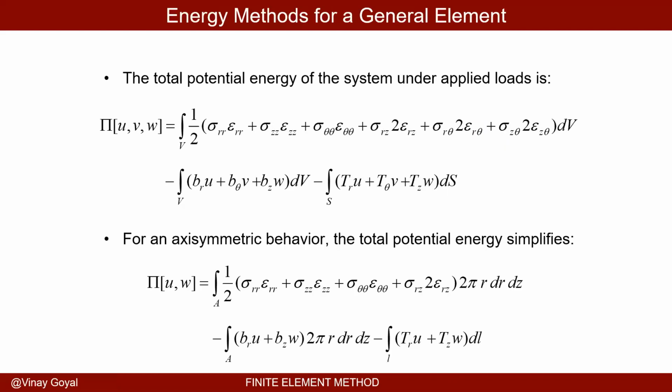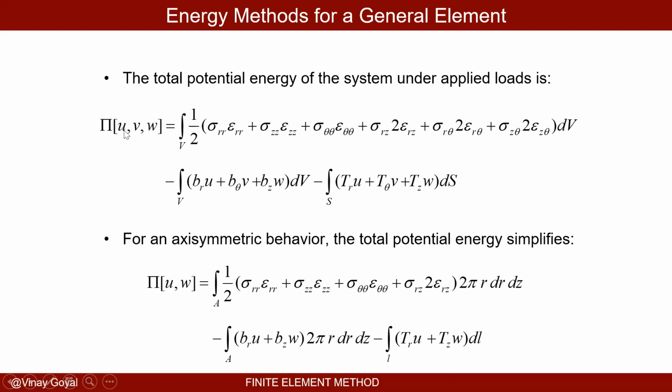The total potential energy of the system under applied loads is given by this, right? We already covered that for the three-dimensional case. This is the equation that gives you the total potential energy. Notice that the total potential energy of the system depends on U, V, and W. That's in the most general sense.